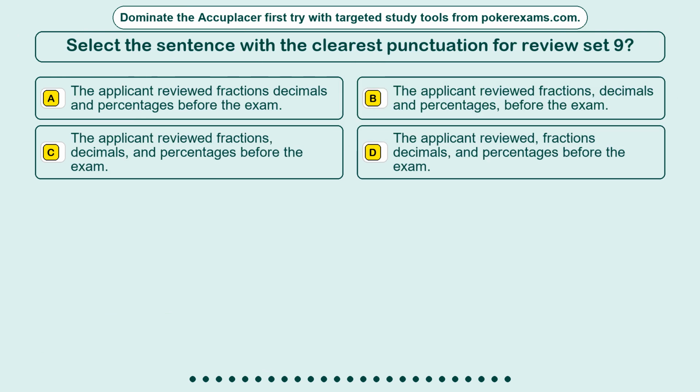Question 19. Select the sentence with the clearest punctuation for review set 9. Option A. The applicant reviewed fractions, decimals, and percentages before the exam. Option B. The applicant reviewed fractions, decimals, and percentages before the exam. Option C. The applicant reviewed fractions, decimals, and percentages before the exam. Option D. The applicant reviewed fractions, decimals, and percentages before the exam.